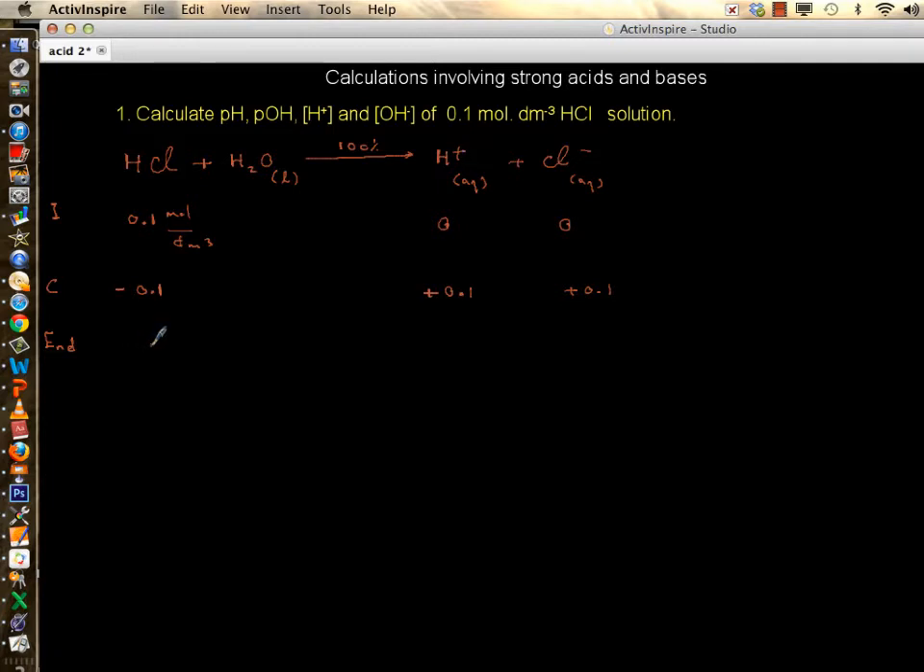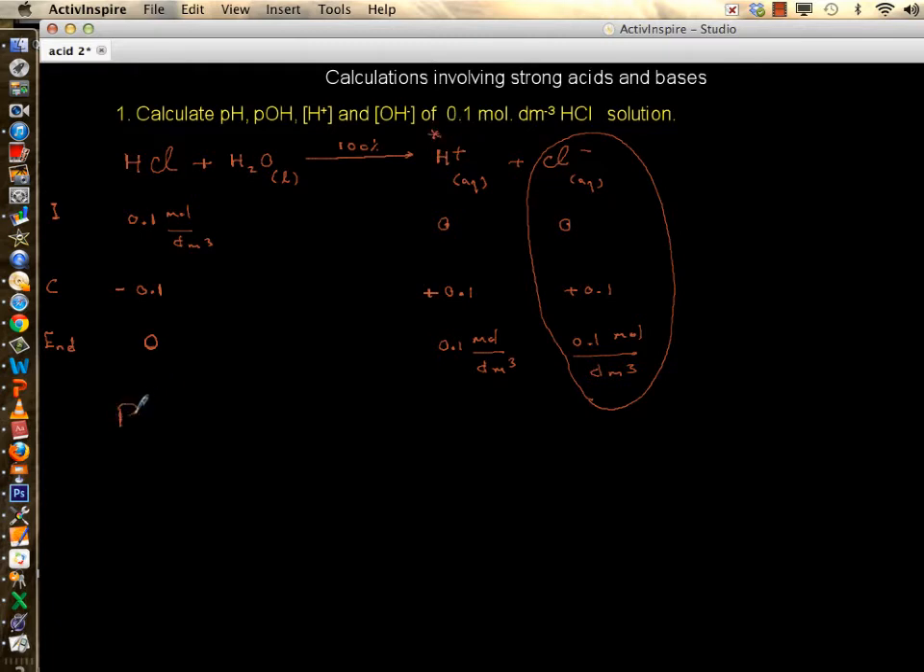You have none of hydrogen chloride as a covalent compound. You will have 0.1 mole per decimeter cube of hydrogen and you will have 0.1 mole per decimeter cube of chloride. Now chloride is an entity that doesn't have affinity for water. There is no reaction, it's a spectator. But hydrogen on the other hand will change your pH.